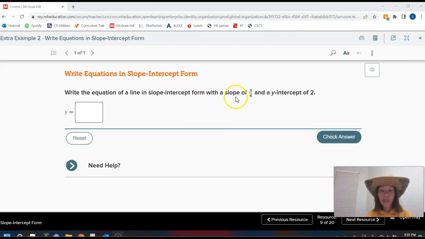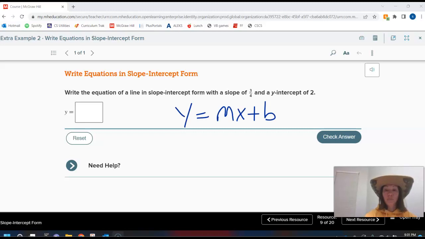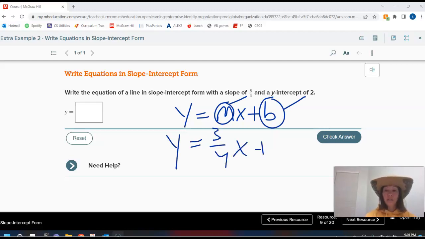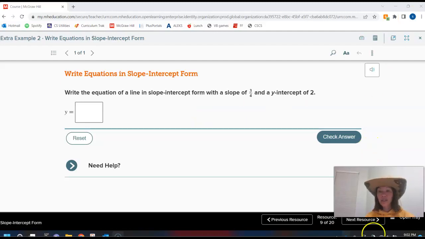Write the equation of a line in slope-intercept form with a slope of 3/4 and a y-intercept of 2. So again, if we start with y equals mx plus b slope-intercept form, then m is 3/4 and b is 2, so just plug those in. This will be 3/4 x plus 2. Good? So if you have any questions, just write them down in the margins and remember to ask me in class. But I think it's pretty self-explanatory.